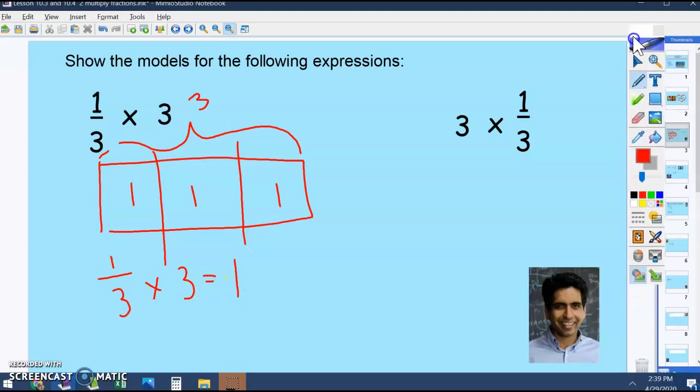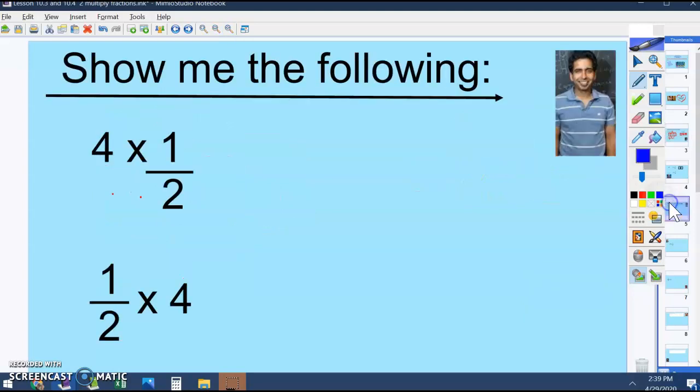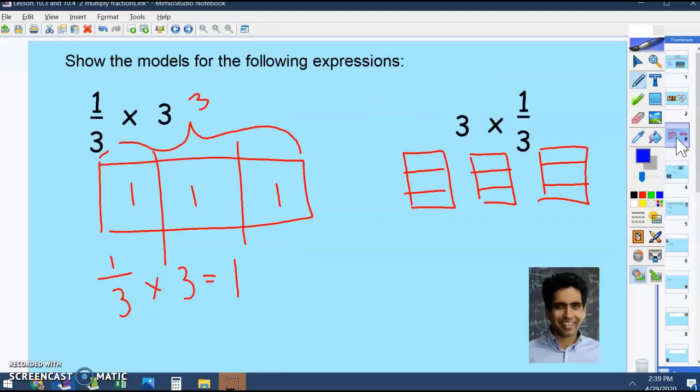Over here, this problem would look very different. So this shows 3 groups of 1/3. So I have 3 separate boxes, and I want to show 1/3 of each box. So in this first box, I will show 1/3. There's 1/3, here's another 1/3, and here's another 1/3. So I have 3 groups of 1/3. Well, 1/3 plus 1/3 plus 1/3 is equal to 3/3, which would be equal to 1. It's the same as 1.